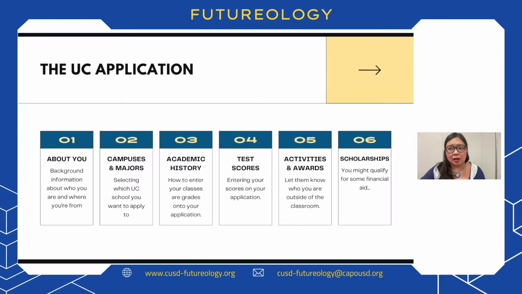The next section is scholarships. The UC application has a section where you'll mark off which scholarships you might be applicable for, and it depends on a few factors, and each school has different offerings of scholarships. So I would suggest clicking through to see which ones you would qualify for in that scholarship section.